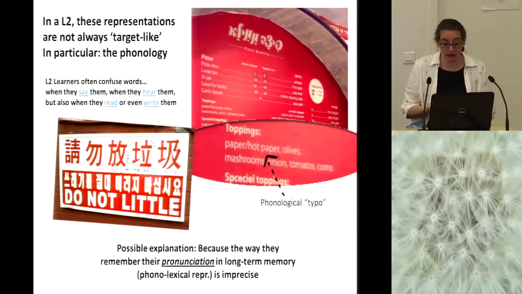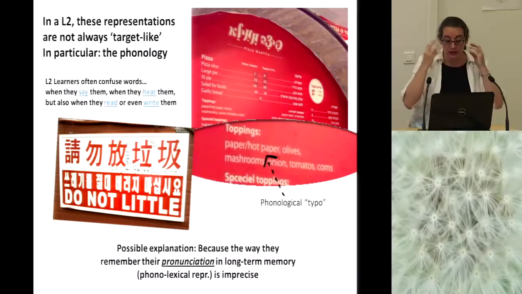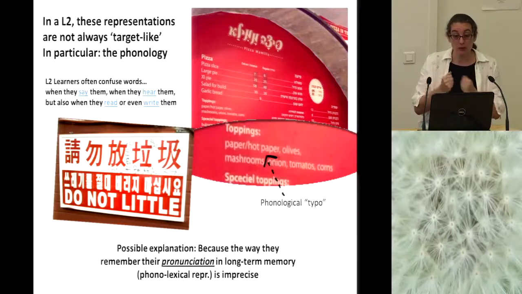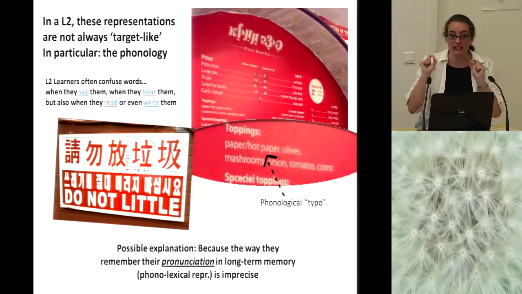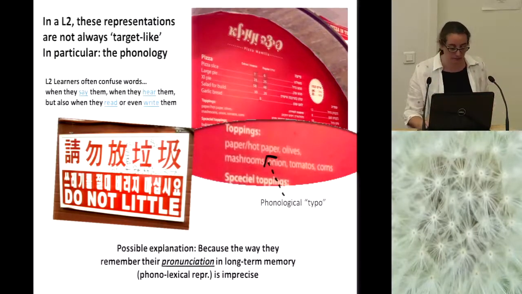One of the possible explanations for these phenomena is that the way L2 learners remember the pronunciation of the word in long-term memory is imprecise. So their phonolexical representation perhaps is imprecise in certain ways. I don't actually say here that they think paper and pepper are the same, right? They don't confuse the concept. It's something about the phonology in the mental lexicon that could be at play.